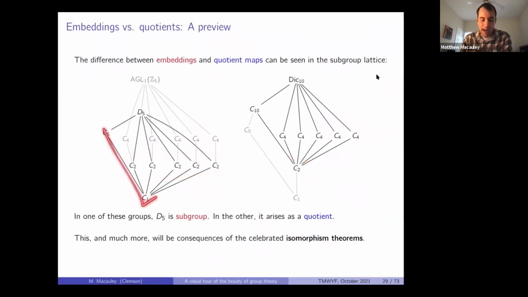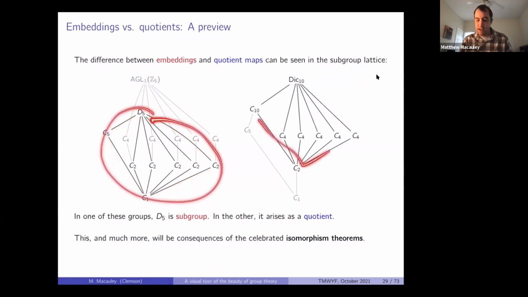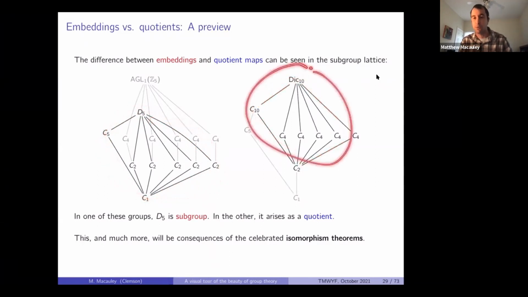Now, notice that I've highlighted this little thing here. This little crystal thing should remind you of what I call a stalagmite. You know, in a cave, those things stick up from the bottom. This is a subgroup of D5. And you can tell because the subgroup lattice of D5 is sticking up from the bottom like a stalagmite. Now you see that copy of that sticking from the ceiling here like a stalactite. That's because that's a quotient. D5 is a quotient of this group.